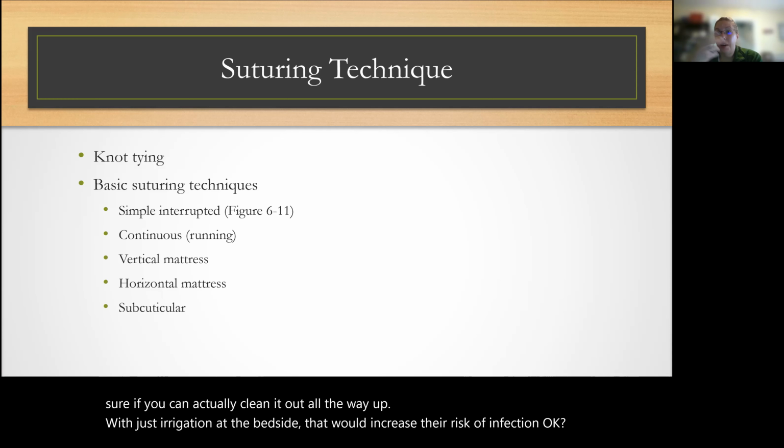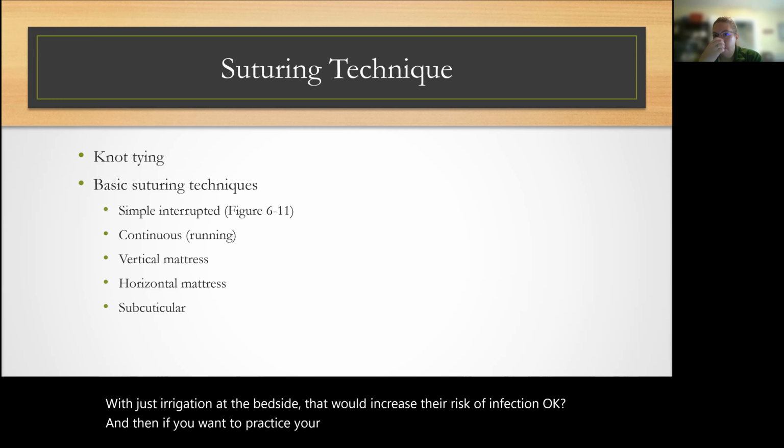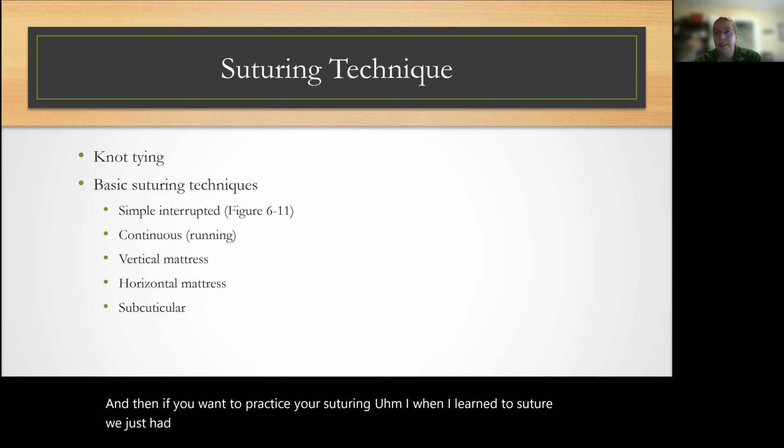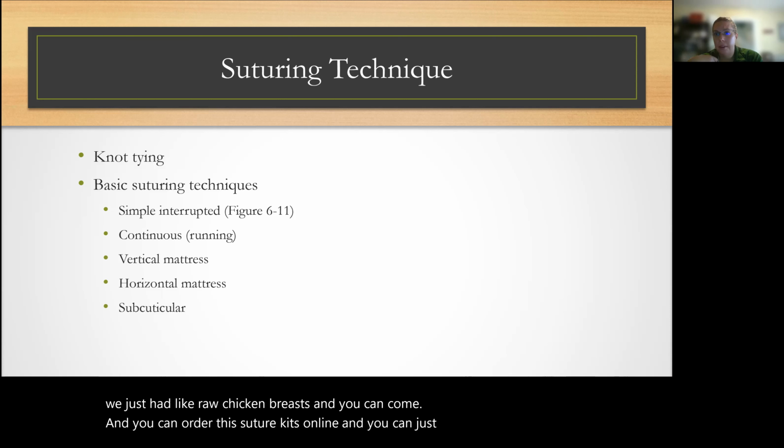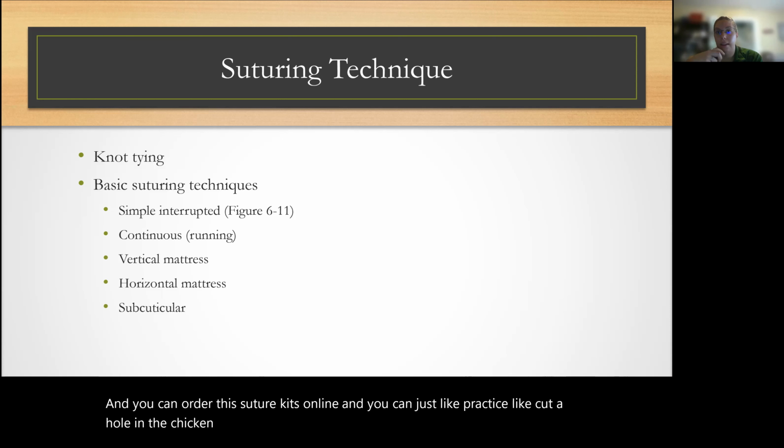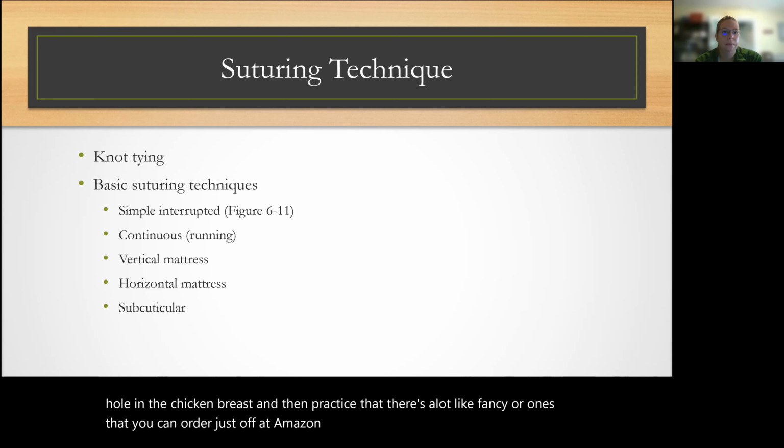And then if you want to practice your suturing, when I learned to suture, we just had raw chicken breasts, and you can order the suture kits online, and you can just cut a hole in the chicken breast and then practice that. There are a lot of fancier ones that you can order just off of Amazon to help you as well.